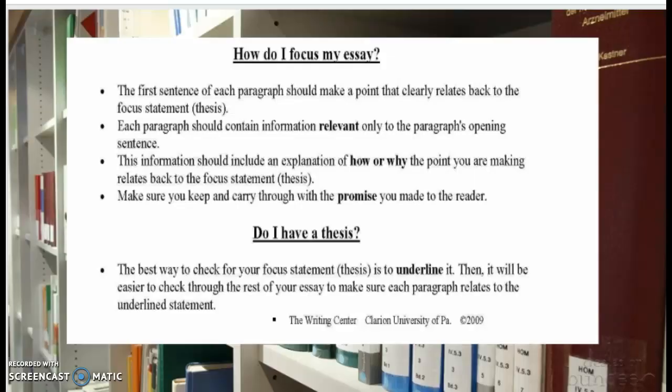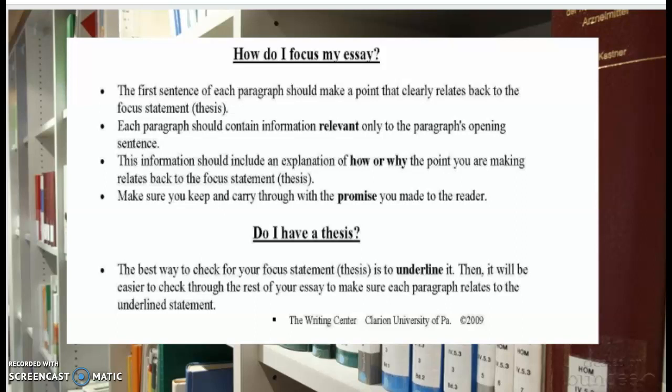So how do I focus my essay? Well, they're talking about here in terms of focusing your essay is making sure that your body paragraphs refer back to your thesis statement. So the first sentence of each of your body paragraphs should make a point that clearly relates back to the focus statement.